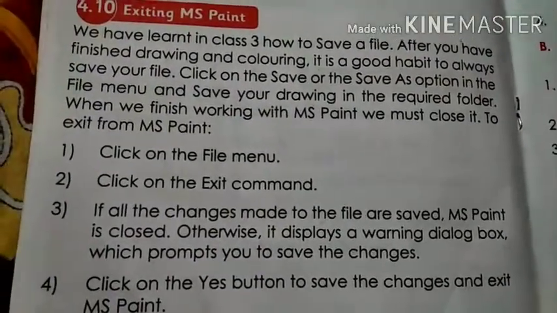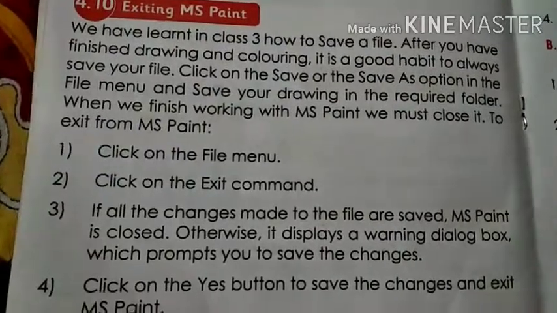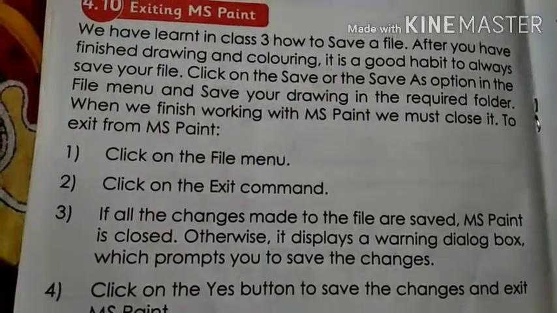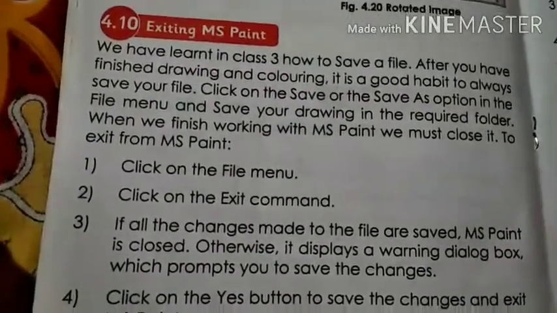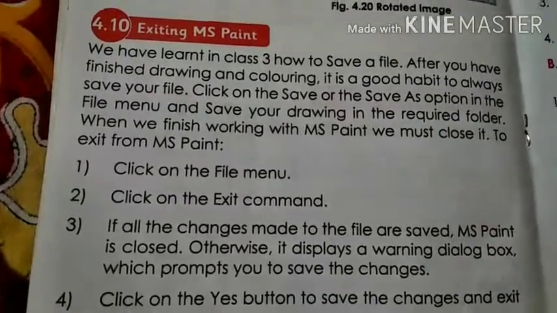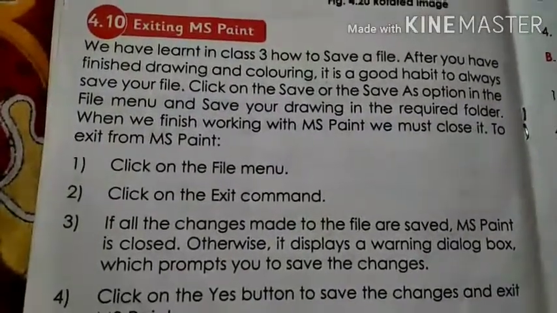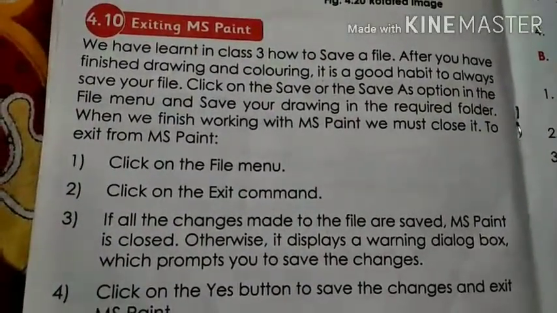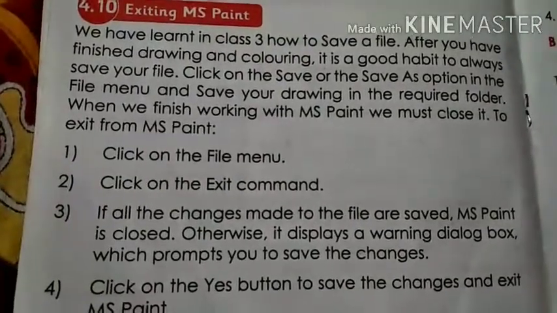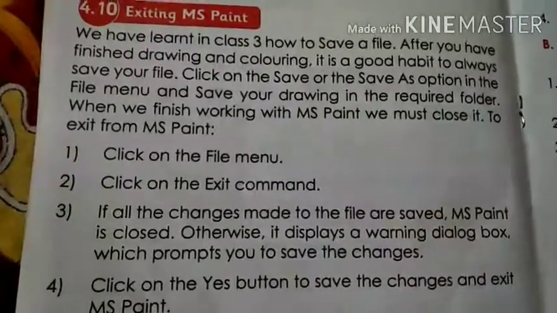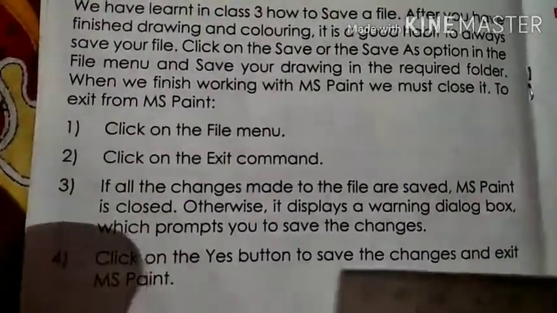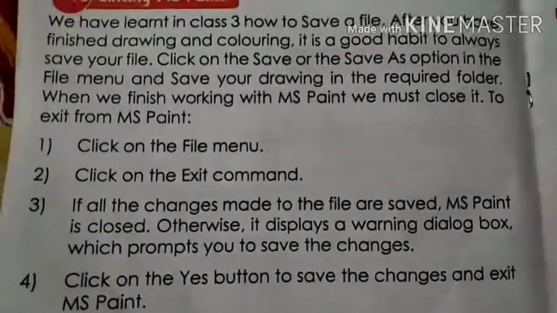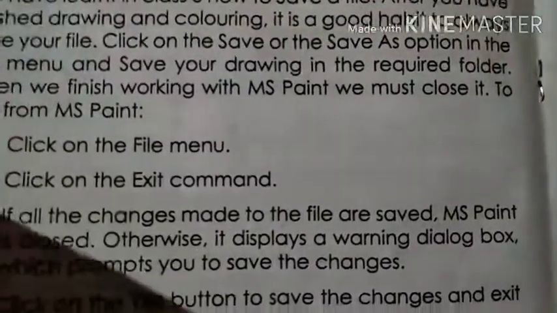it directly closes. And if you have made some changes and have not saved them in MS Paint, it will show a warning dialog box asking whether you want to save the changes or not. You will have the option yes or no. If you want to save the changes, you will click on yes, or if you don't want to save the changes, you will click on no. Once you have selected the option, it will directly close. Click on the yes button to save the changes and exit MS Paint. If not, you will say no.